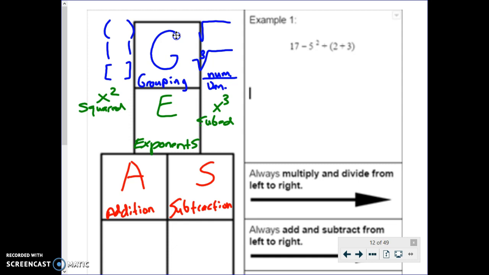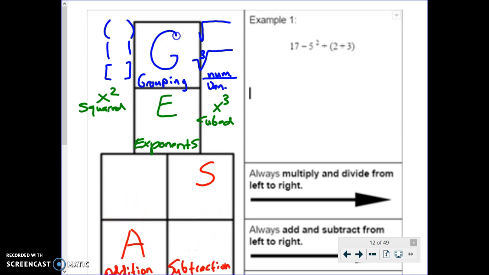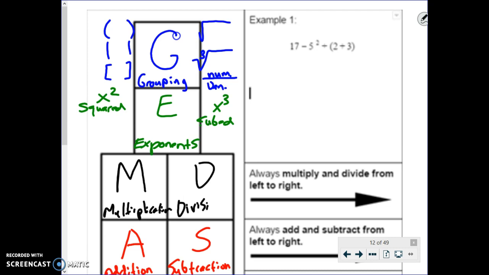And I just made a terrible mistake. All of this should come after multiplication and division. So here we have multiplication and division. So multiplication and division. And both of these are performed left to right.